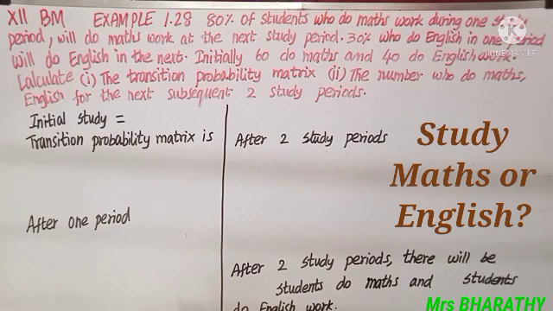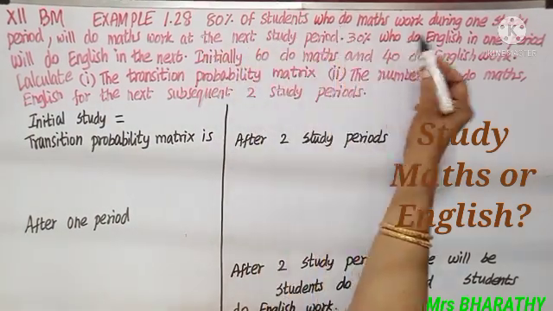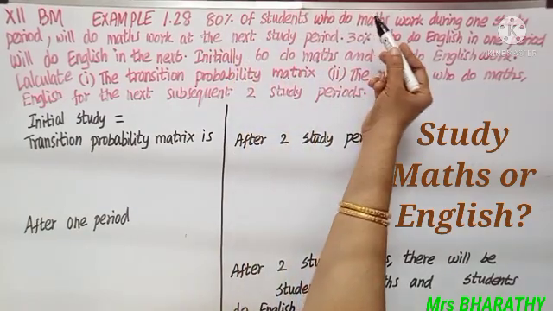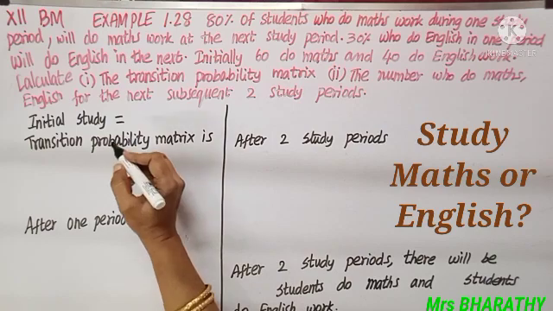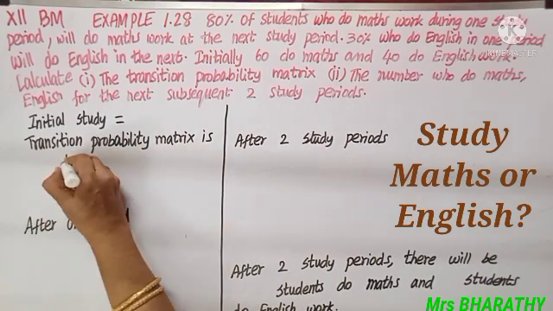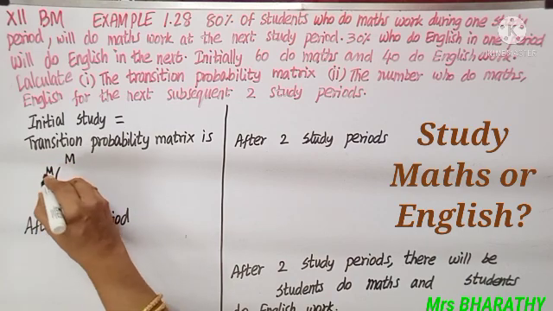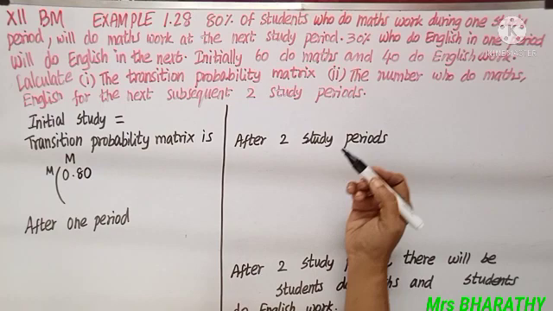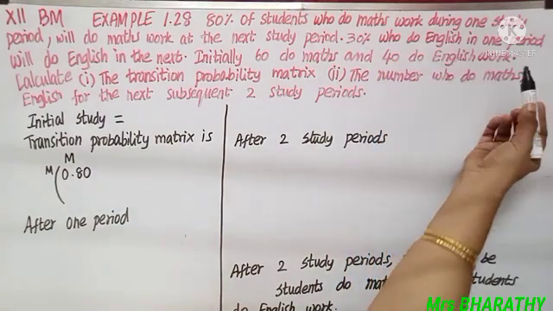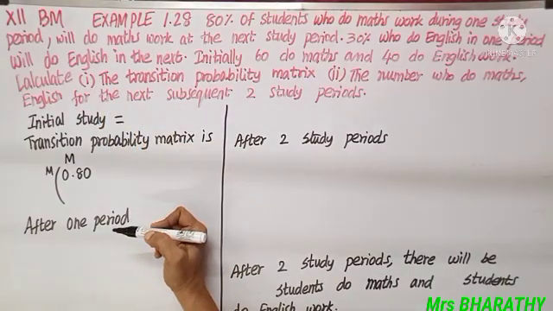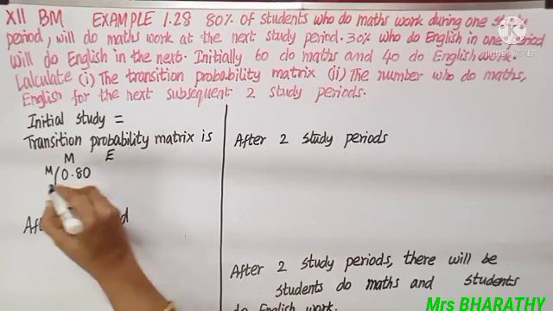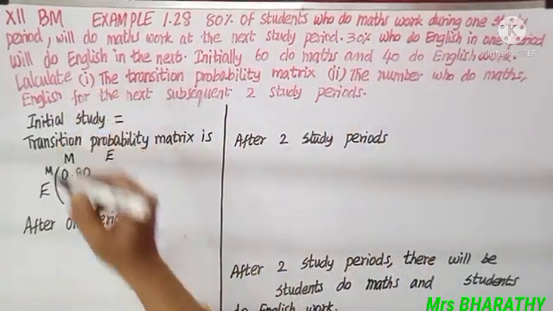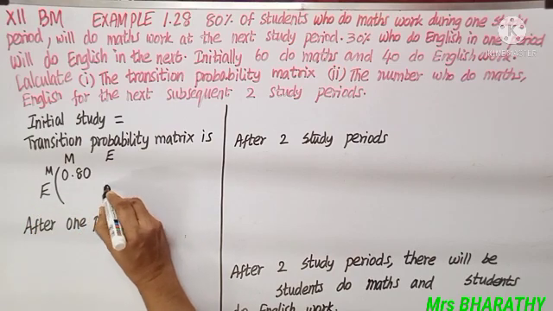Example 1.28. 80% of students who do Maths work during one study period will do Maths work again. 80% who do Maths will do Maths again. So, transition probability matrix, we have Maths as the subject. Maths, again Maths, we have 80%, so it is 0.80. 30% who do English in one period will do English in the next period also. So the other subject given is English. So we have Maths and English. 30% who do English will do English again. So English to English we have 30%.